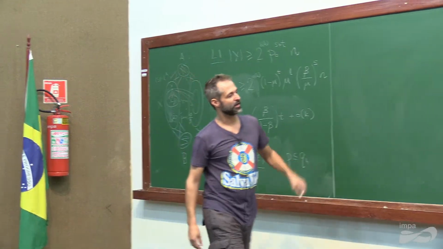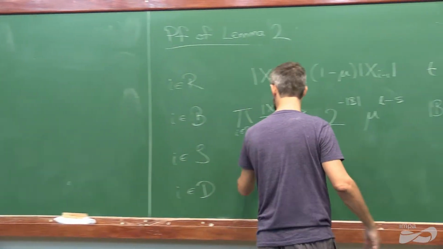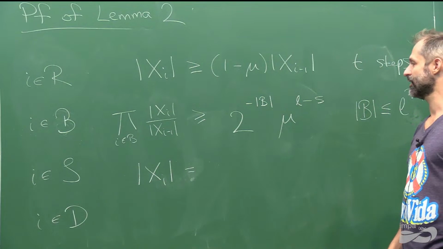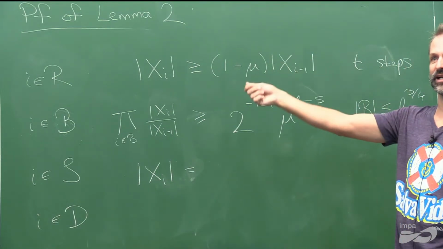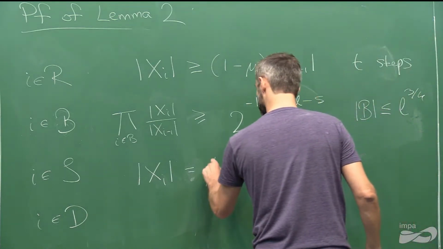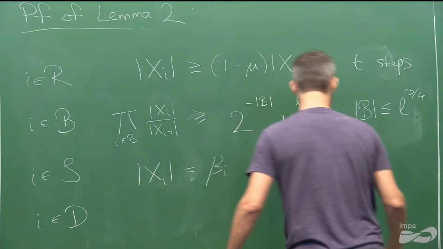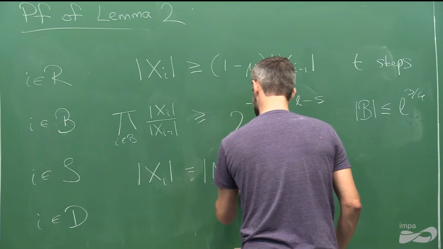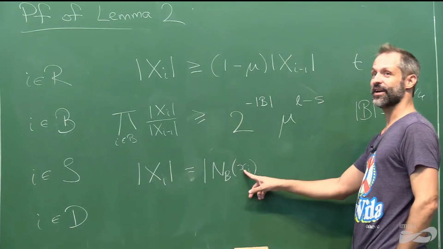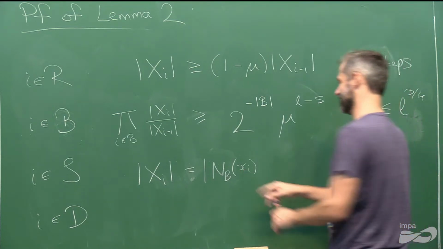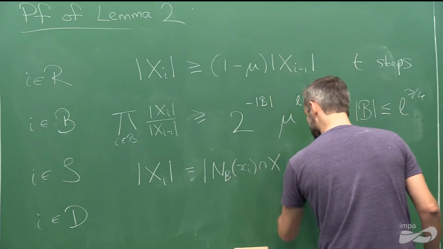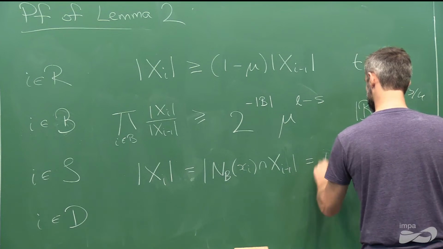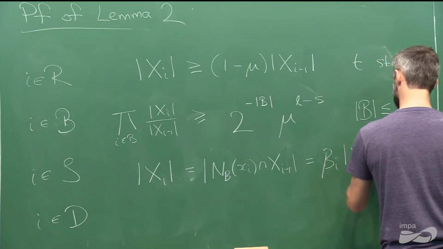In an S step, what happens? Xi is equal to the blue neighborhood of little xi, the central vertex at step i, intersect x i minus 1. Let's call that beta i, so xi is beta i times xi minus 1.